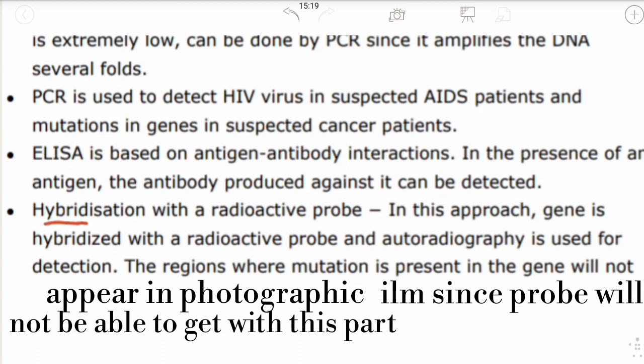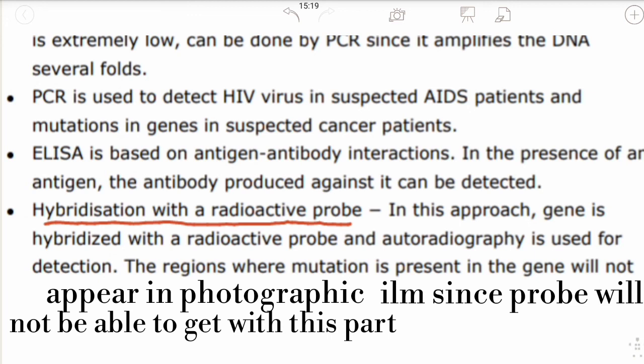Then hybridization with a radioactive probe. This is a very easy approach. In this, the gene is hybridized with a radioactive probe, and autoradiography is used here for detection. The regions where mutations occur, where large differences are present in the gene, will not appear on the photographic film. So the probe will not capture this type of part.